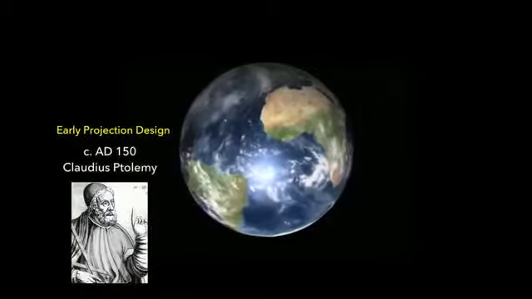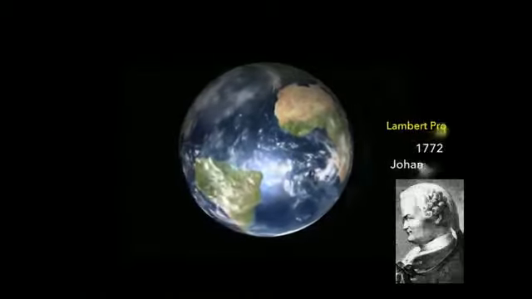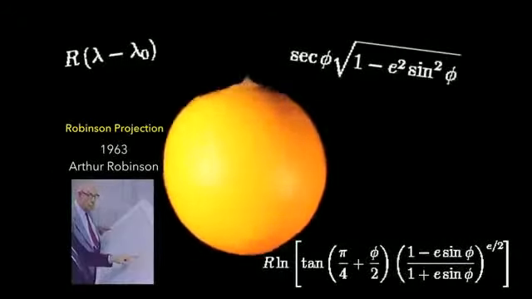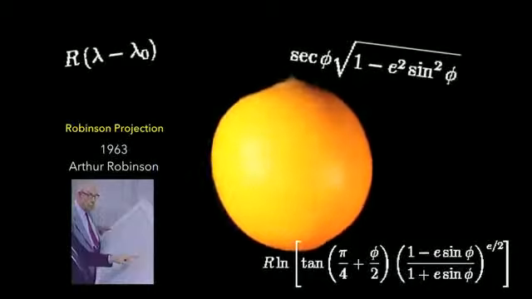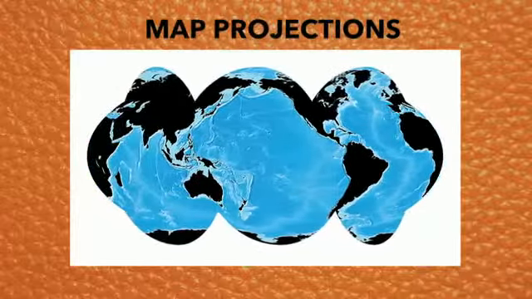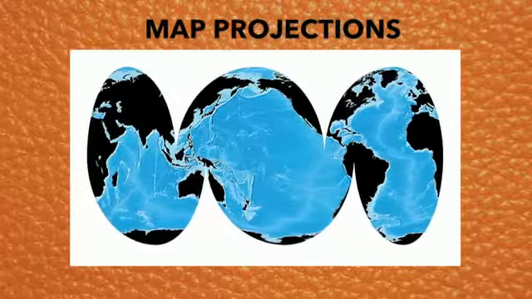For thousands of years, cartographers have been devising clever formulas to describe how points from one surface are transferred to another. We call these formulas map projections. However, every map projection distorts the world in some way.